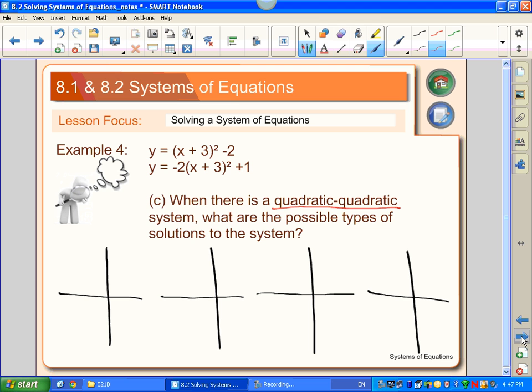Now we've seen one similar to this already, just a little bit different. If I had a parabola that opened up, like this one, and I had a parabola that opened down, like this green one, will they ever meet anywhere? No. So my answer to this one is no solution. So one thing that could happen is that there is one point of solution. The next one I'm going to draw, we've seen.